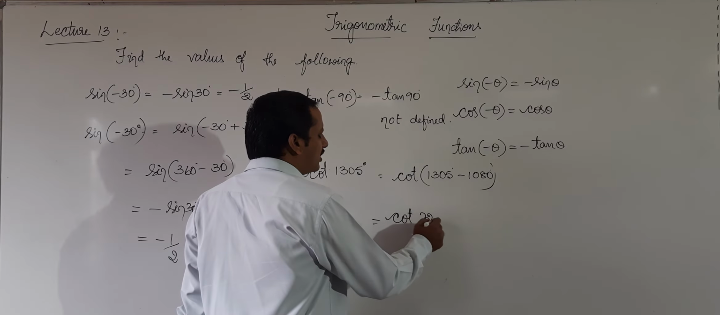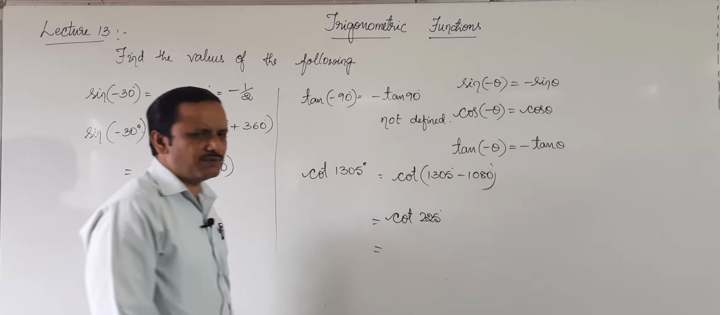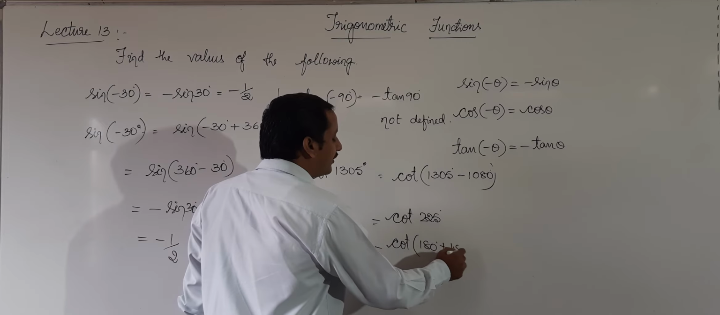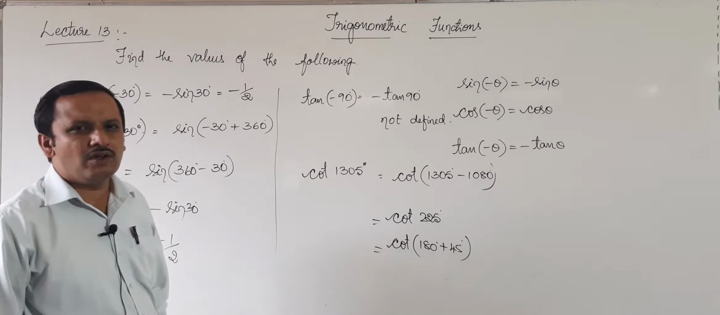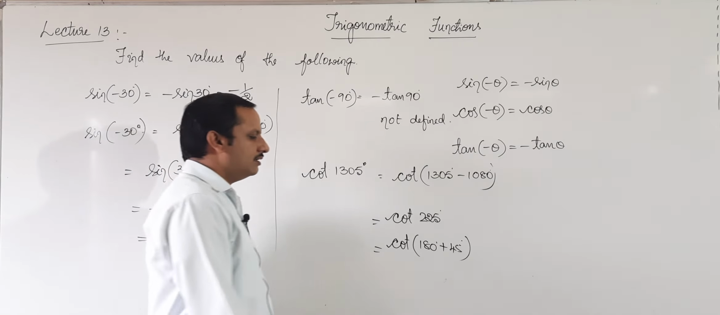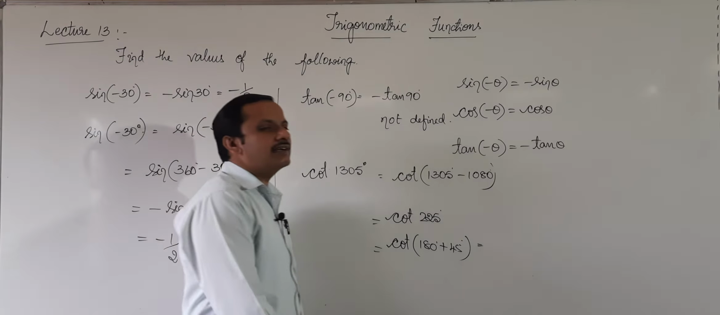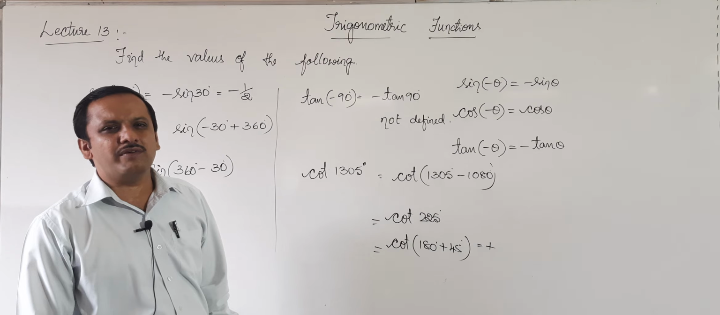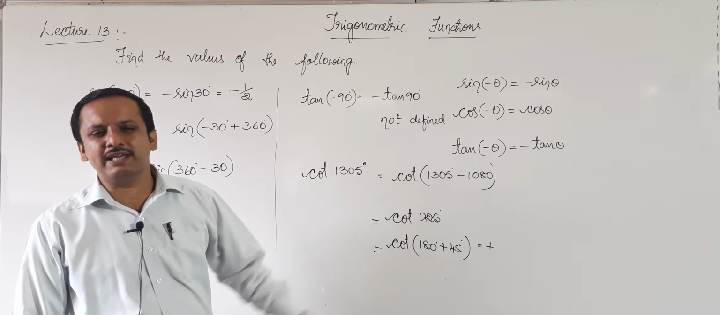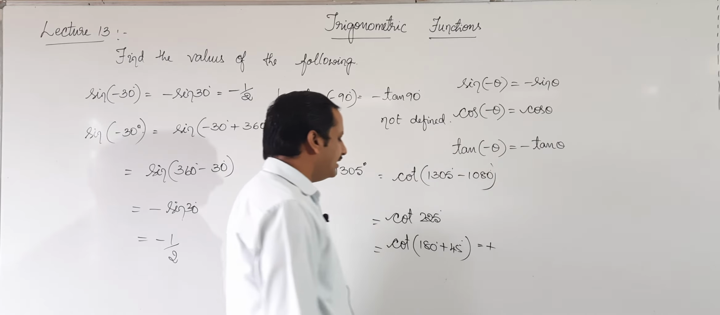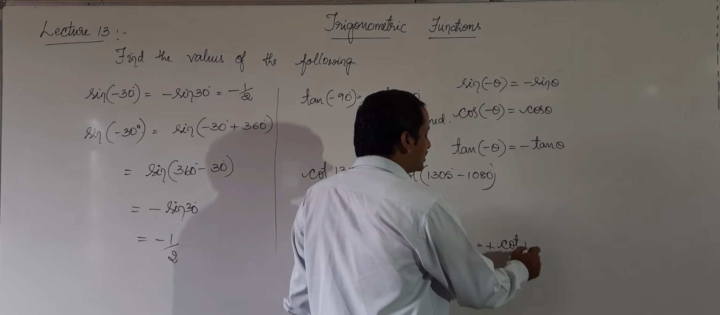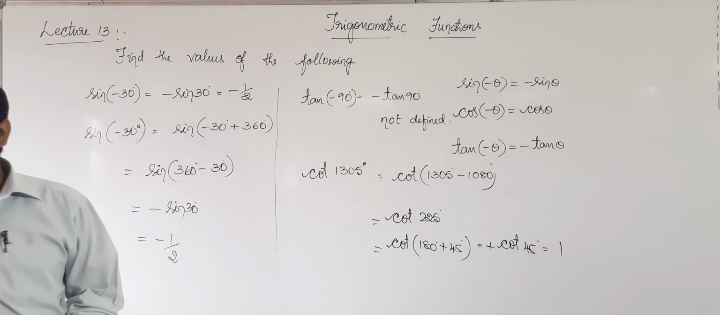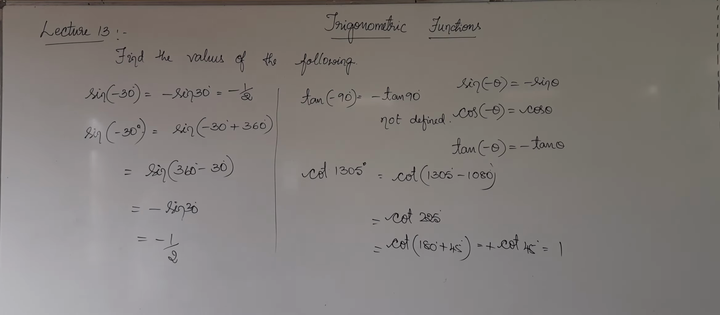So you get cot 225 degrees. Now we can easily find out its value. 225 can be written as 180 plus 45. Cot of 180 plus theta, which quadrant? This is in the third quadrant. In the third quadrant, cot is positive. Cot 180 plus theta means we are using the horizontal line, so we retain the same function, cot 45 degrees. Cot 45 degrees is equal to 1. So the value of cot 1305 degrees is equal to 1.